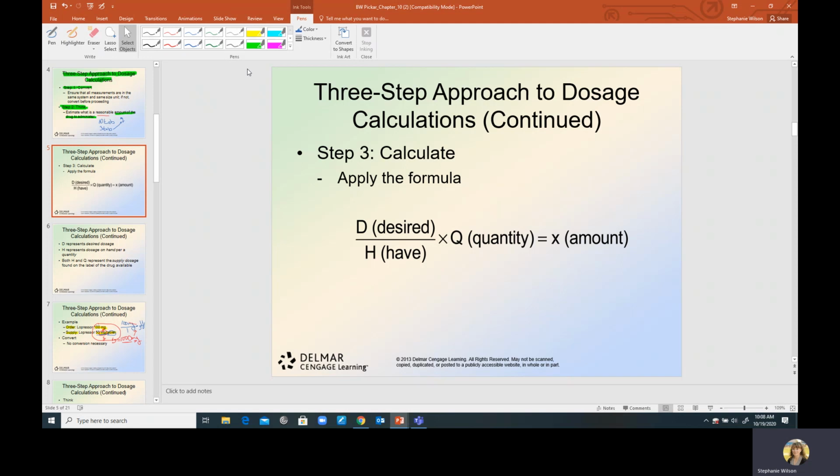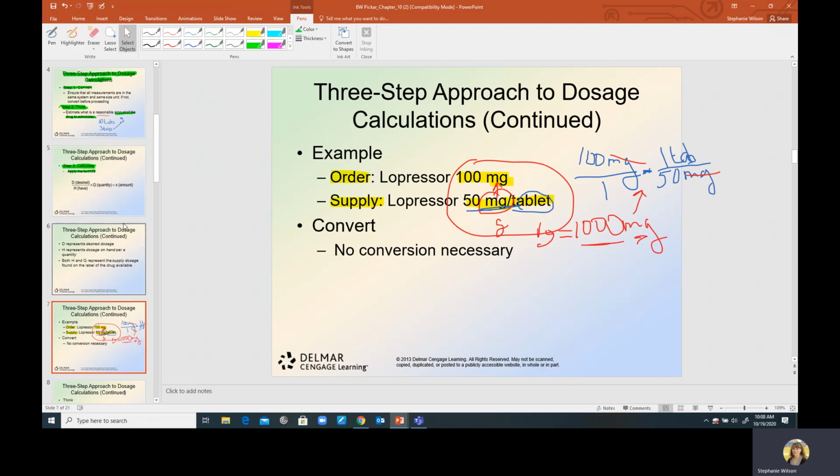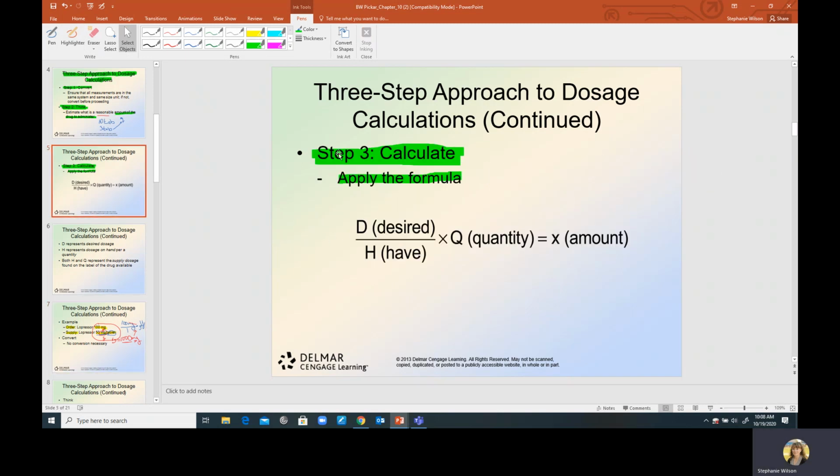Okay, so step 3 here says, let's use our step calculation. We're going to apply the formula method. So I'm going to use this one here, and it says that we're going to have the desired over have times quantity, and it's going to give me my amount that we're going to administer. The desired I've been using as my order. And also, guys, your patient always goes on top. So if you're given a patient's weight or a BSA or whatever it is that's about the patient, they always go on top as well.